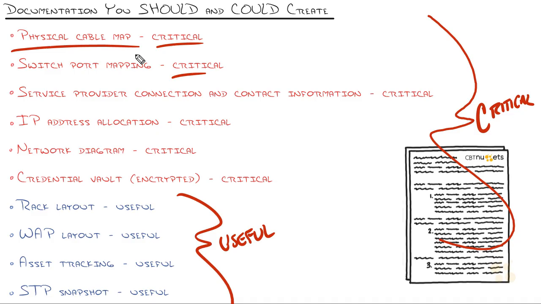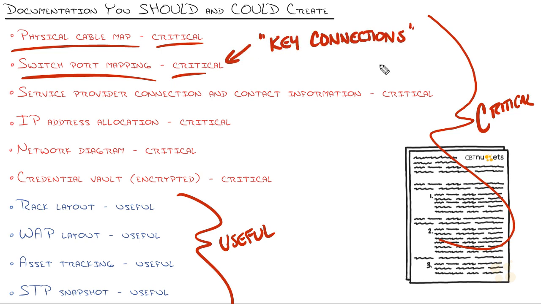So a physical cable map, specifically, where do the patch panel ports go? If I'm looking at a wall jack, is there some type of label that I can just glance at the patch panel and know exactly where that port is without having to pull out my toner? Switch port mapping. What is plugged into each switch port? At a minimum, the key connections. It may not be as necessary to document every single computer, but things like servers, inter-switch connections, wireless access points, firewalls and routers, things that can have a large impact if they are disconnected, should be listed on that switch port mapping.